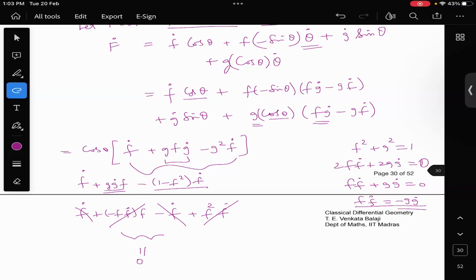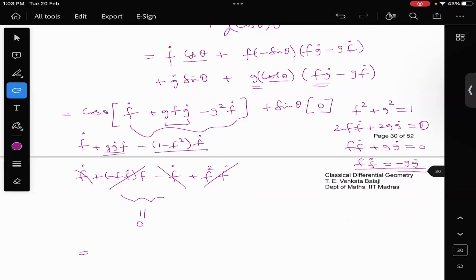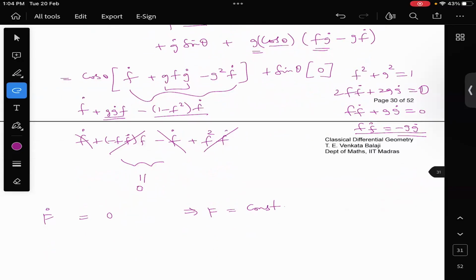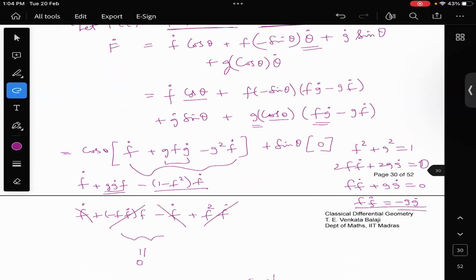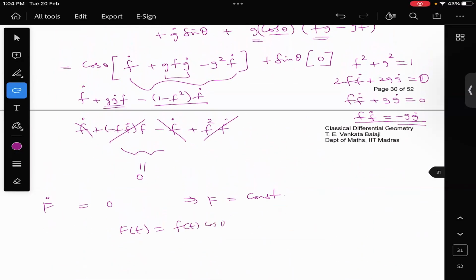So this is cos theta into 0 plus the other term will be sin theta, and everything inside will be 0. So the net effect is that this is going to be 0. So you are going to get F dot is equal to 0, and this means that F is equal to constant. And what is that constant? That is fixed by those initial conditions. You see, what was our F of t? Our F of t is f(t) cos theta(t) plus g(t) sin theta(t), okay.